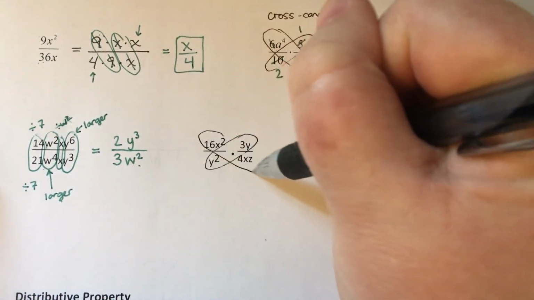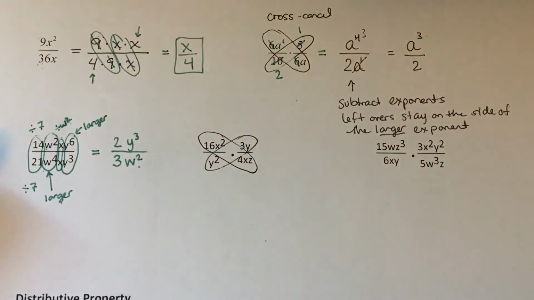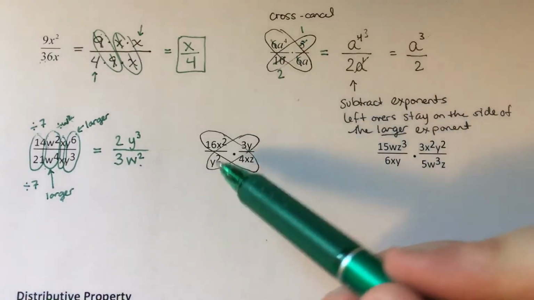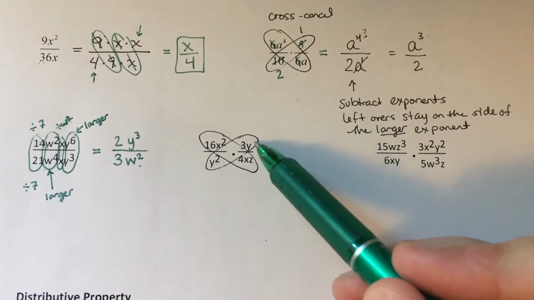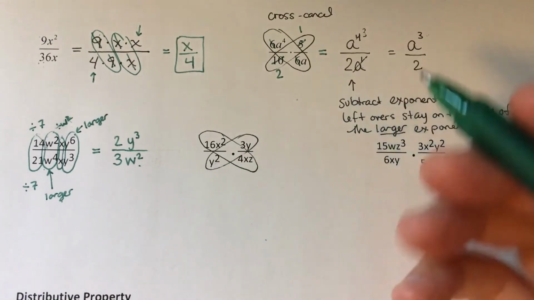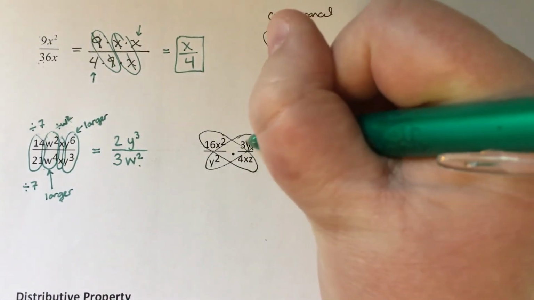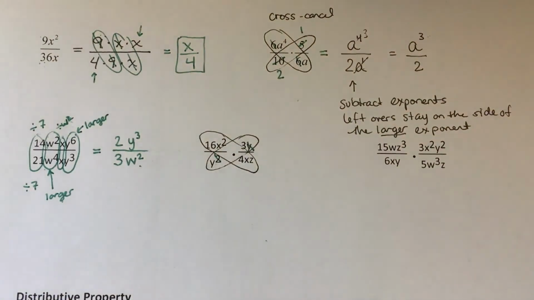We got the 2 diagonals. Let's do this one. Those numbers are smaller. So 3y and y squared, what they both have in common is a y. So I'm going to cancel one y from both top and bottom.